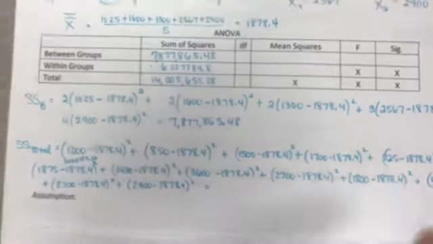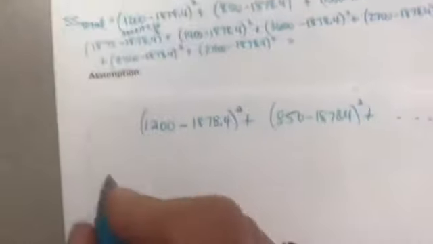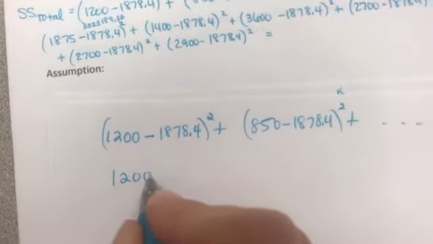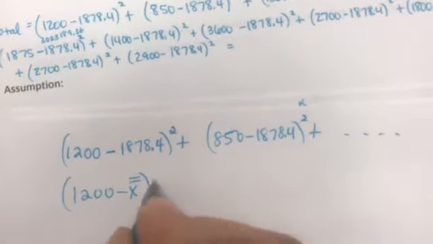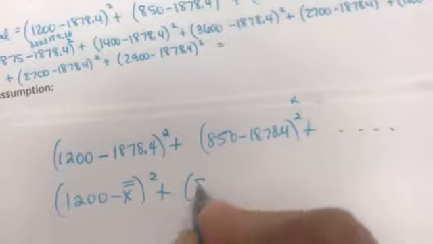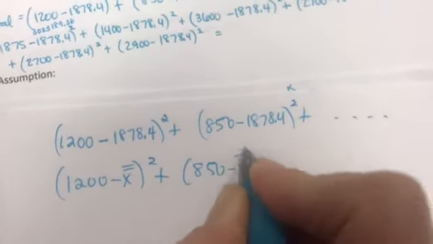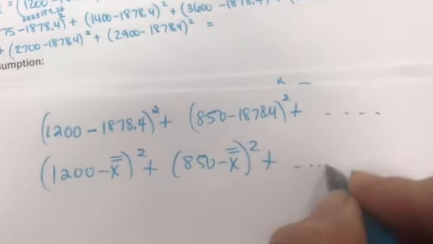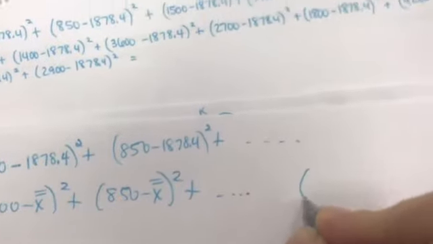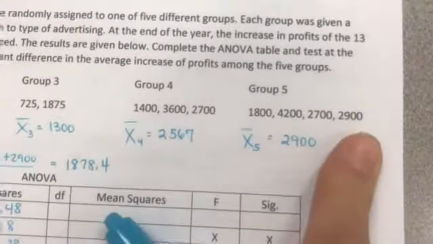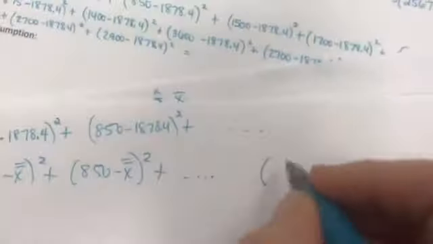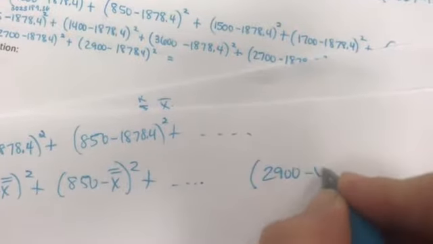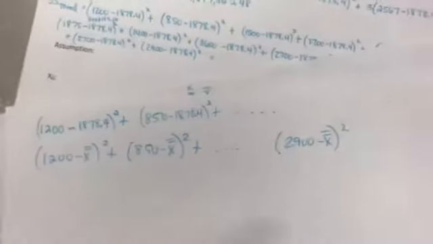Another way to write this, let me just say this. You could write this like this to be really lazy. Make sure you do a double bar, okay? And that way, it doesn't take up as much space. Plus, and then you would go all the way to the very end. Notice my very last observation is 2900. And so it would be minus the overall mean squared. So that would be a nice lazy way.